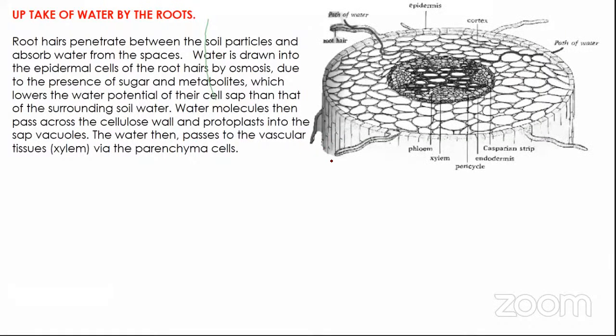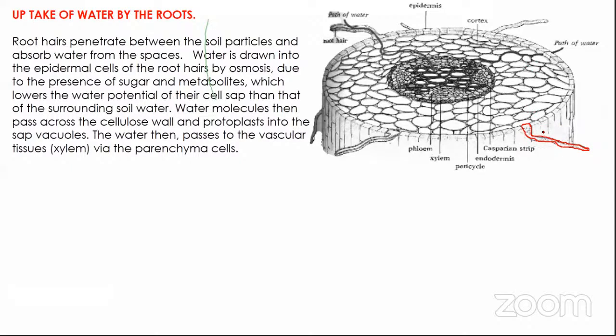You can see this is again a transverse section through the dicot root. What I'm calling the root hair is this one here. This is the root hair cell. From your O level, we have studied the root hair cell. This is one root hair cell. This is another. There can be many, normally to increase the rate of absorption. They increase the surface area for absorption of water and mineral salts. They are very thin, one cell thick.